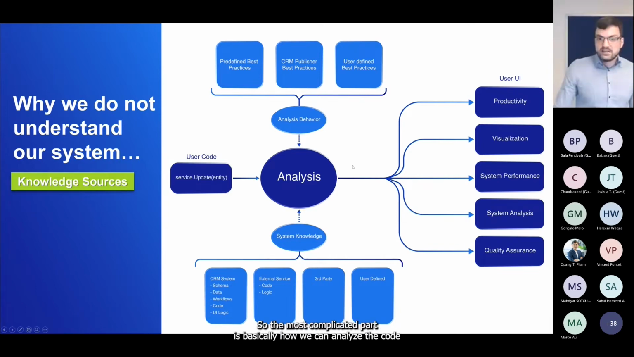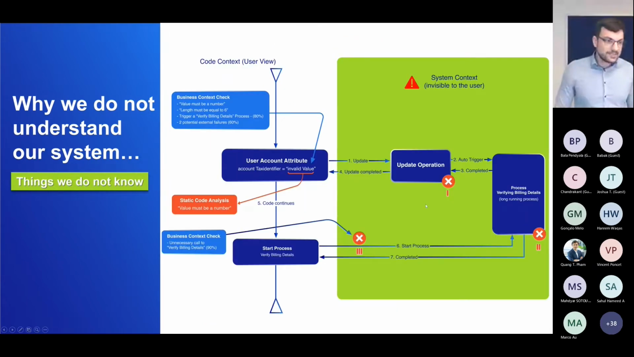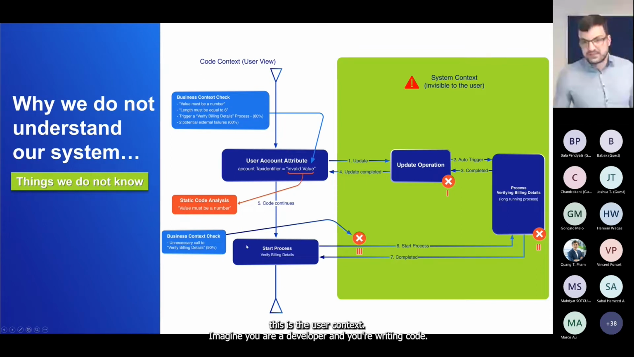So the most complicated part is basically how we can analyze the code and also the components, and the rest is just reporting. Okay, then let's take a look at a very recent example here. On the left side, this is the user context. So imagine you're a developer and you're writing some code, yeah. And this is what I was talking about, things we don't know. On the right side, this is a different context. So for example, this is our Azure environment, a Power Platform environment, where we have logic apps or cloud flows or things like that. So something we don't know about.